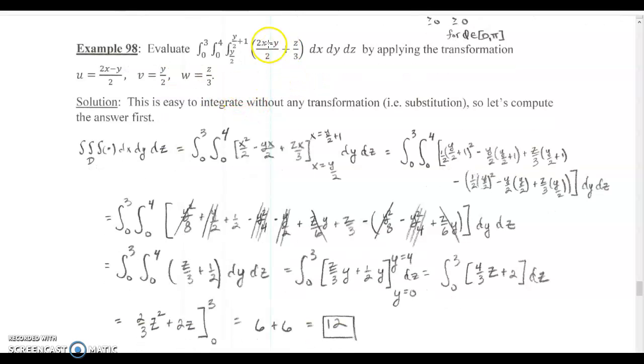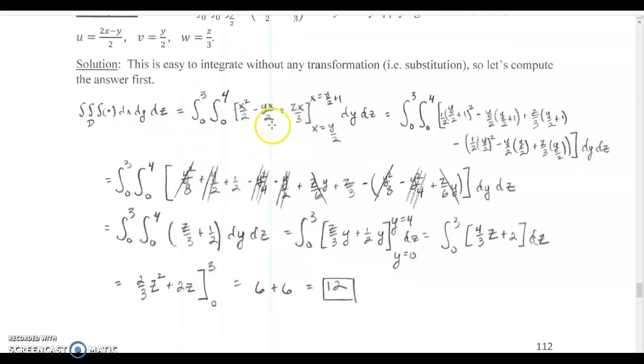But first of all, this can actually be integrated fairly easily in terms of x, y, and z. So I won't walk you all the way through that, but take a look at it, and you can see that the answer should be 12. The integration is not that difficult. Lots of stuff cancels out.